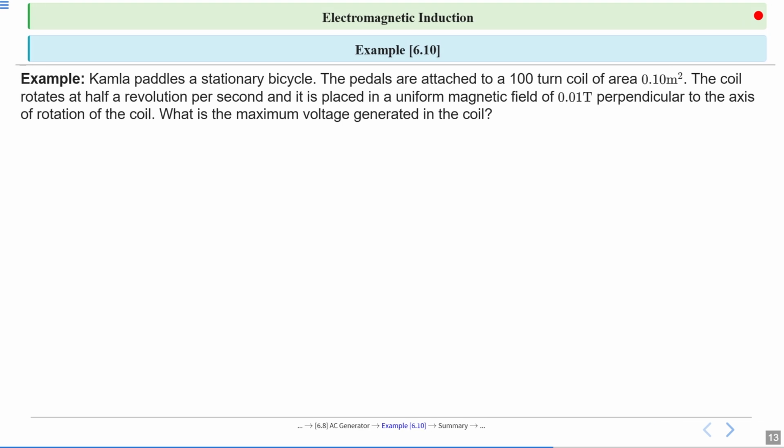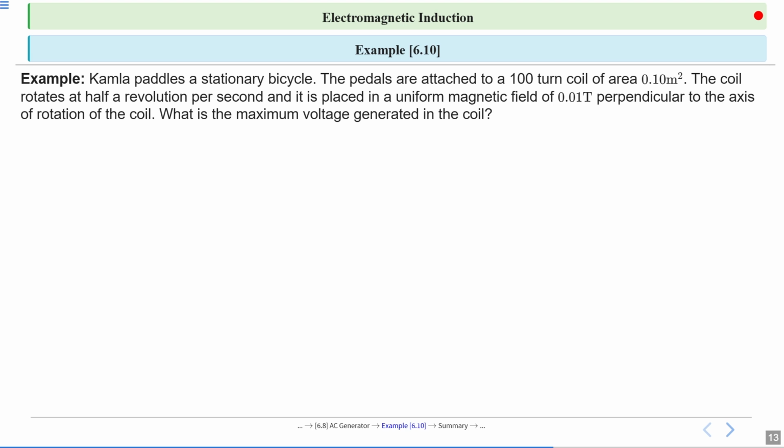Okay, now example 6.10. Kamala pedals a stationary bicycle. The pedals are attached to a 100-turn coil of area 0.1 meter square. Some of you may have visited Pushpa Gujral Science City. There is a cycle there and you have to pedal. In the front of the cycle there is a headlight connected. That headlight begins to glow when you start pedaling.